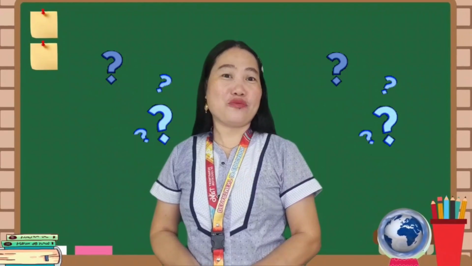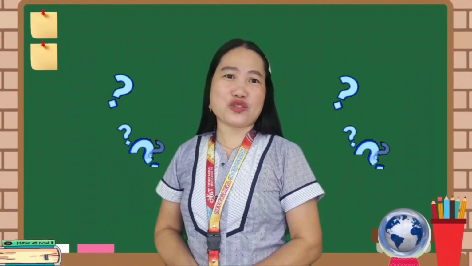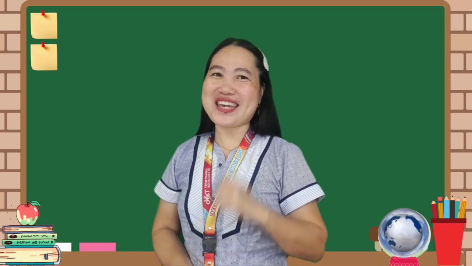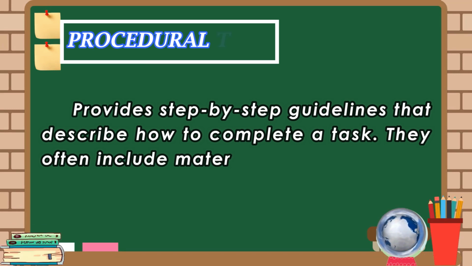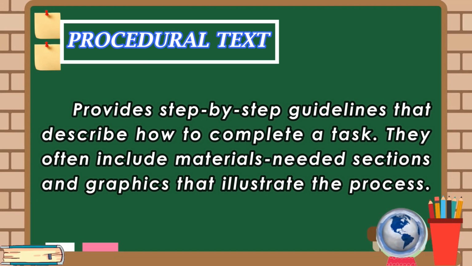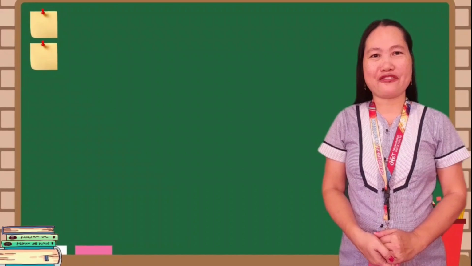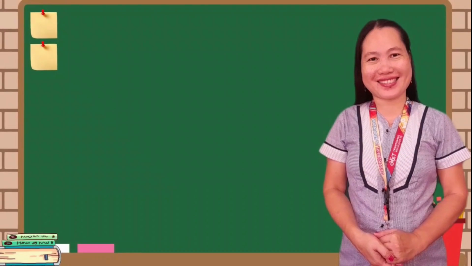Do you know the type of informational text that gives instructions on how to make or do something? Did you answer procedural text? Great! The answer is procedural text. Procedural text provides step-by-step guidelines that describe how to complete a task. They often include materials needed, sections and graphics that illustrate the process. What are the features of procedural text?